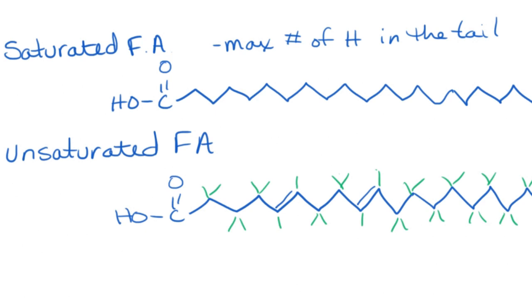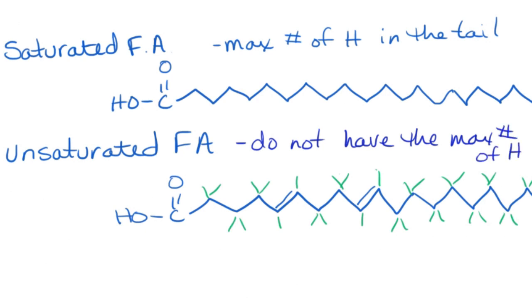And so the unsaturated ones do not have the max number of hydrogens. Instead, they have at least one double bond. Okay, so at least one double bond. Now, one thing I do want to make sure that we all understand is that when we talk about this double bond, we are not talking about the double bond in the carboxyl group. That one's always going to be there. The double bonds we're talking about are in the tail, the hydrocarbon area of the molecule, which is everything that is not that carboxyl group.